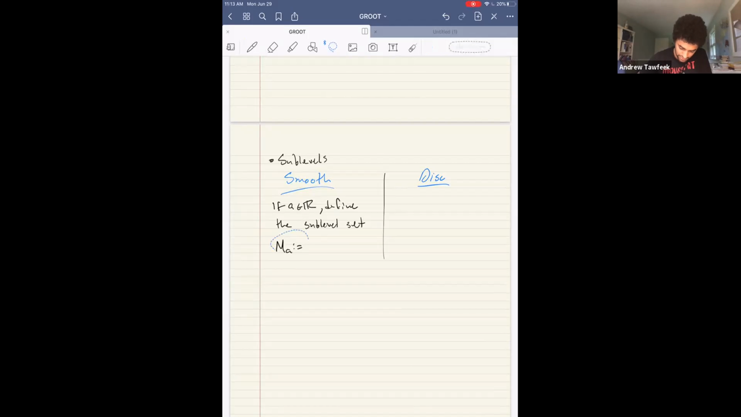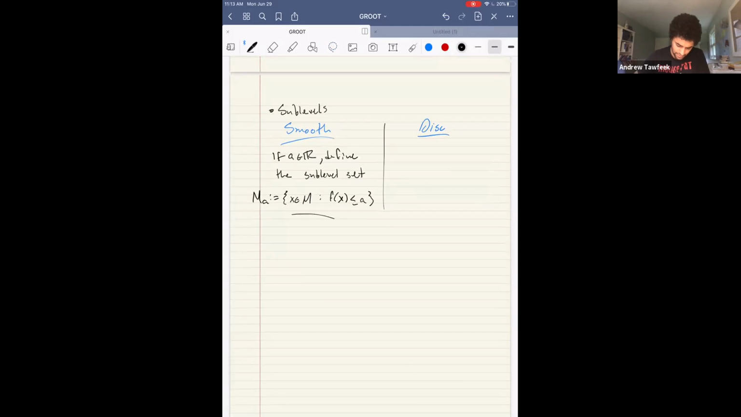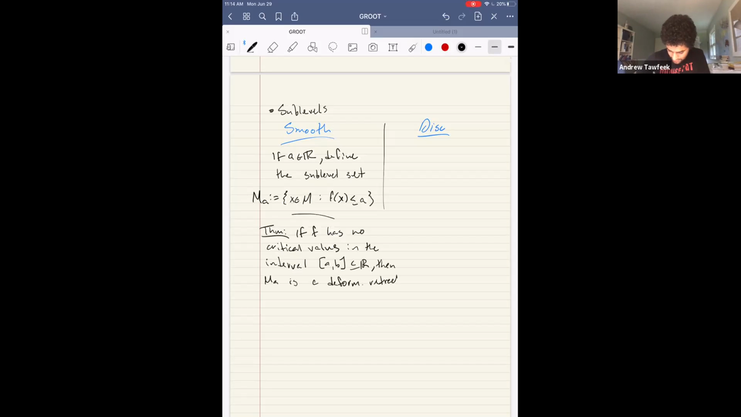M sub A. I'm just going to move this a bit to the left. To be all the points in the manifold such that the value they got assigned under the Morse function is less than A, or less than or equal to A. Then there's this theorem that says if f has no critical values in the interval AB of R, then MA is a deformation retract of MB.